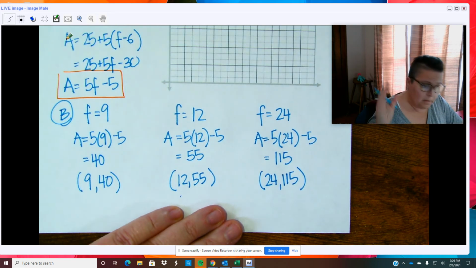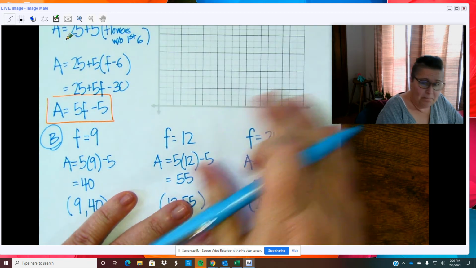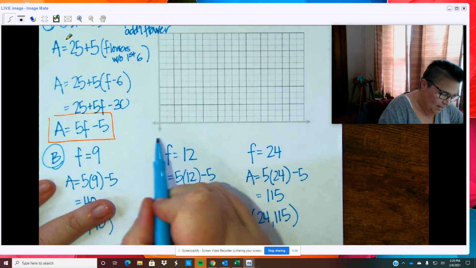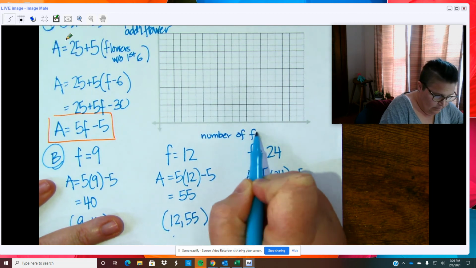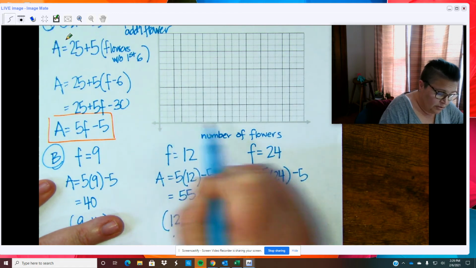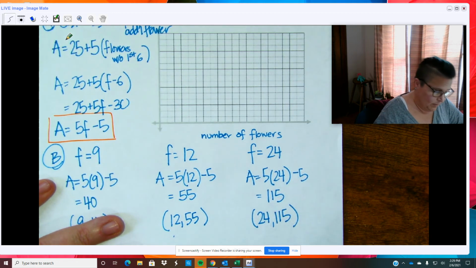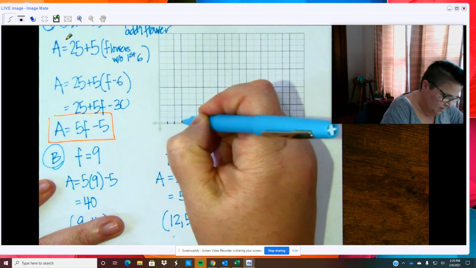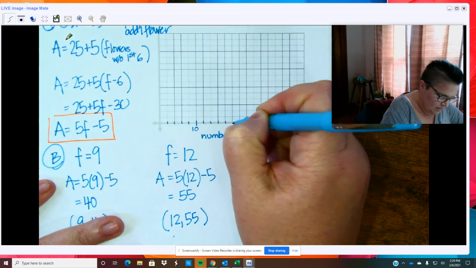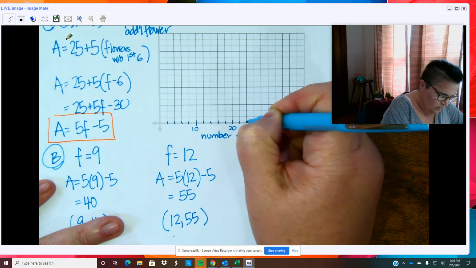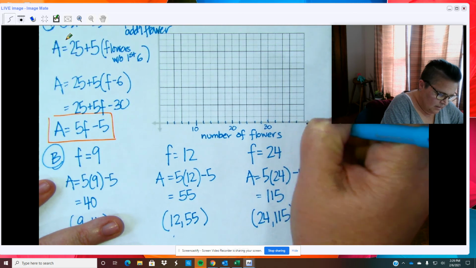Okay. Part C says to graph this. This is the same blank graph as last time. So I know the number of flowers is going to go across the bottom. And I know there are 20 spots, and I need to get to at least 24. So I'm going to count by twos. 2, 4, 6, 8, 10. 12, 14, 16, 18, 20. 22, 24, 26, 28, 30. 32, 34, 36, 38, 40.